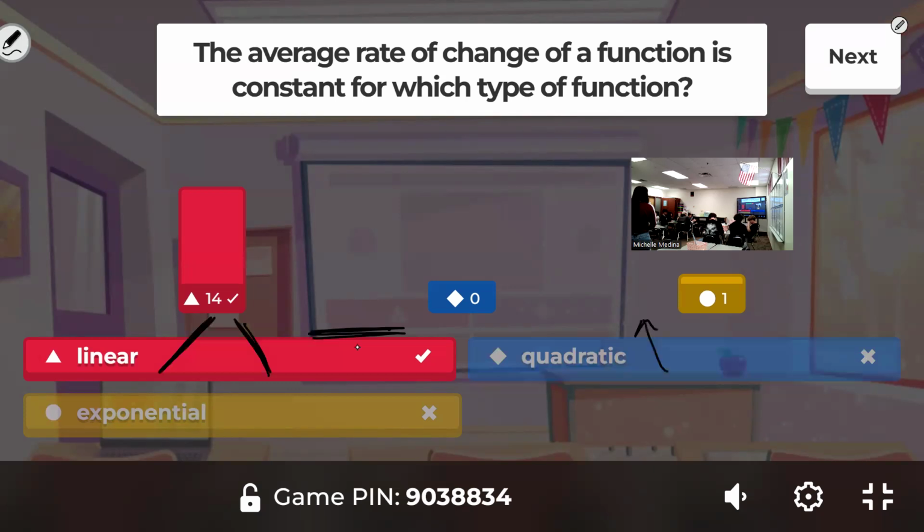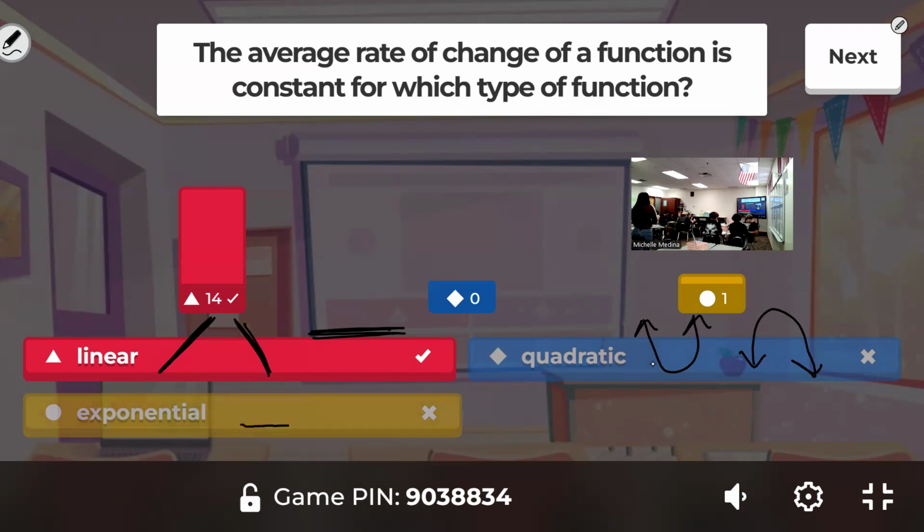Quadratics are going to be U-shaped graphs. You don't really know about those yet, but they can only open upward or downward. These do not have constant rates of change because you have parts where it's increasing and decreasing. So the average rate of change will be different no matter where you look.